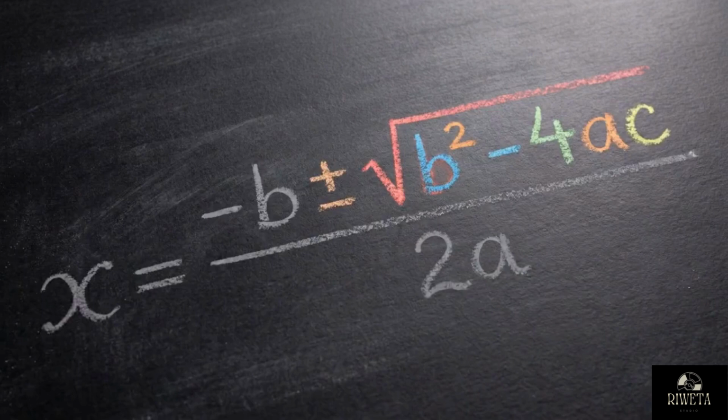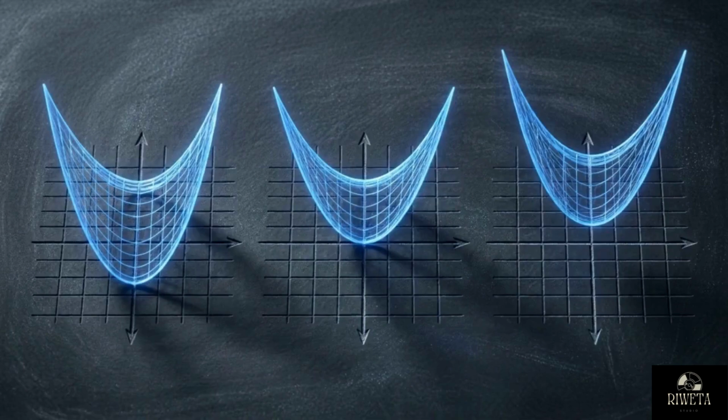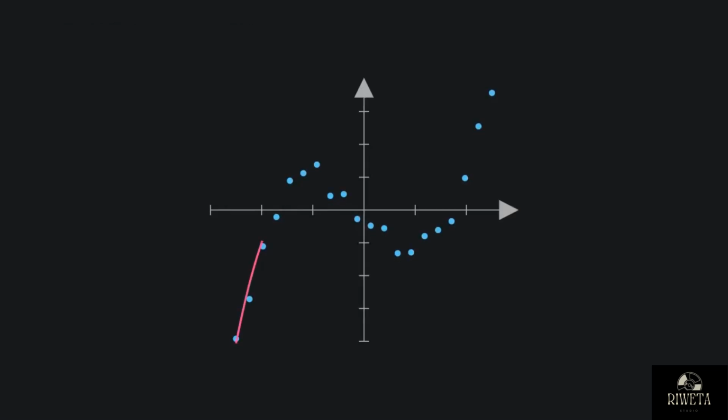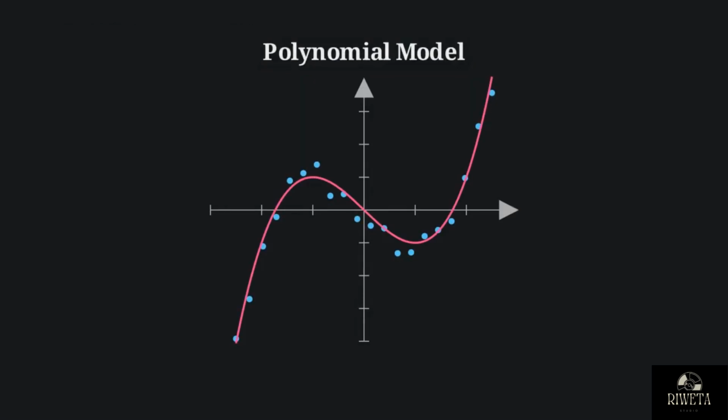The quadratic formula includes the discriminant, the algebraic term b squared minus 4ac. Its value determines the curve's roots. Positive means 2 real roots, 0 means 1 root, and negative means no real roots. By identifying roots and the vertex, quadratic models mathematically locate the exact points of maximum output or minimum loss within a nonlinear dataset. For data with multiple fluctuations, we use polynomials.